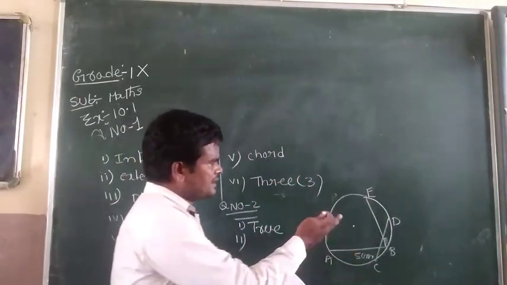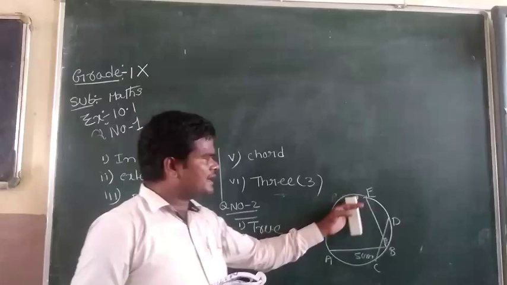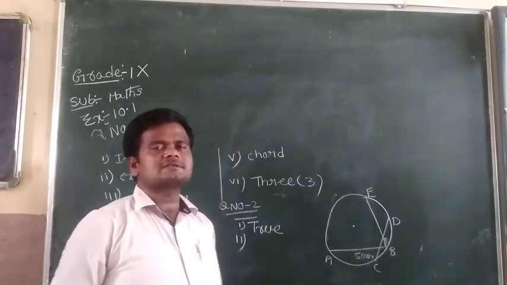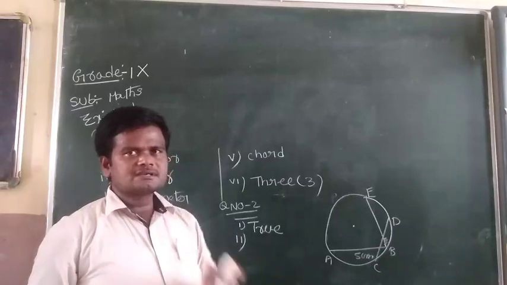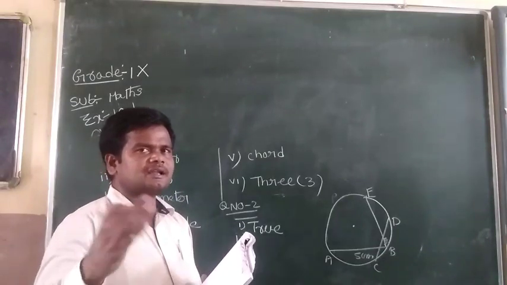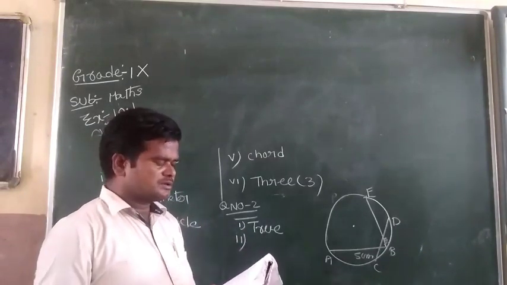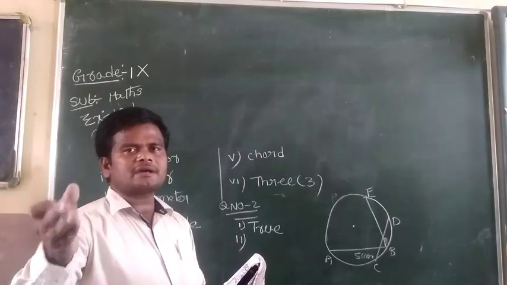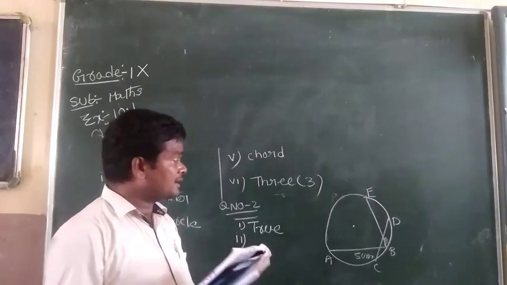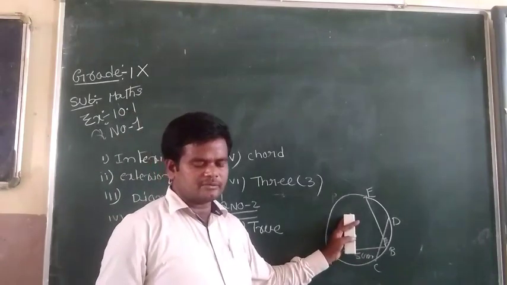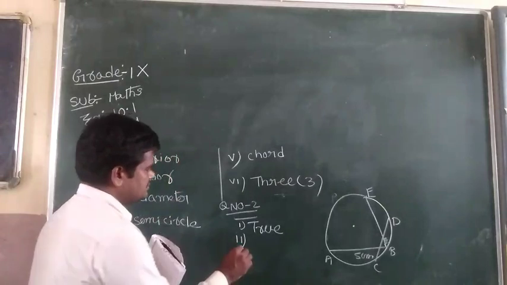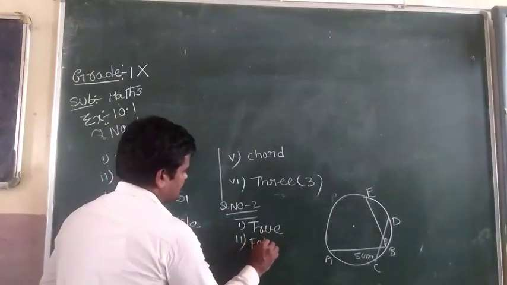Continuously we can take chords like this. So we cannot count the number of equal chords in the circle. The number is uncountable, but the statement says finite, which you can count. So the number of chords cannot be counted. So it is false.